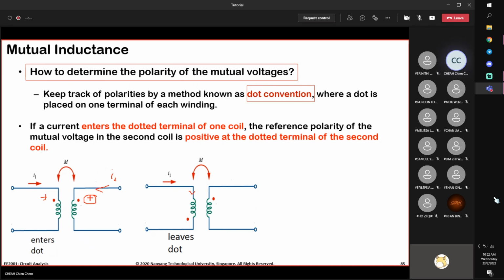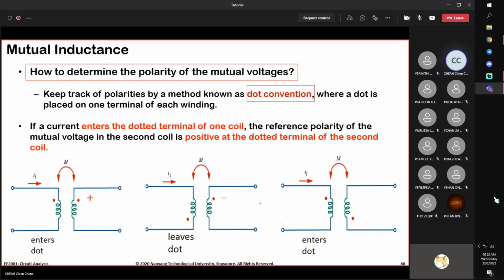By leaving the dot, it means that you go through the coil first, then the dot. This one you go to the dot first, then the end of the other coil. This one you go to one end first, then you leave the coil at the dot, and this is called leaving. Now this one says enter, positive, so leaving, negative. As simple as that. Enter dot, positive at dot; leaving dot, negative at dot. There's only one more possibility.